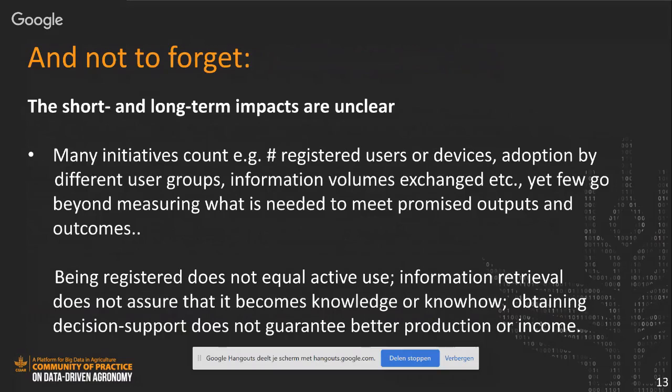For example, just a few days ago, there was this publication by the Big Data platform about the partnership with Viamo, where they're working in Malawi and they have about 700,000 farmers registered. And this is, of course, great, and this is definitely an achievement. Yet what is happening beyond that registration?